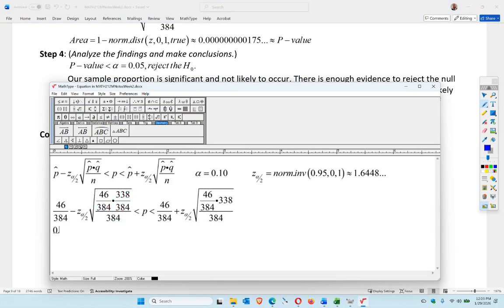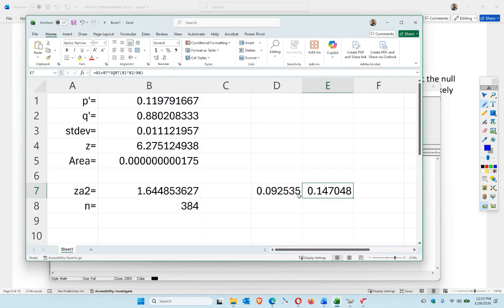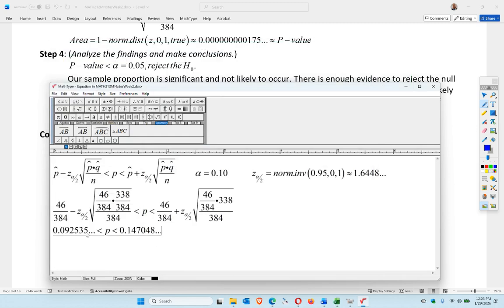Okay, so 0.092535, I think is what it was, right? 35, that's good enough. Is less than P is less than 0.147048 dot dot dot. Let me just double check. Okay. All right, so that's our confidence interval. So we think the true proportion is between here, basically. That's what we think. So this is a 90% confidence interval, basically, is what we just found. Okay. All right.